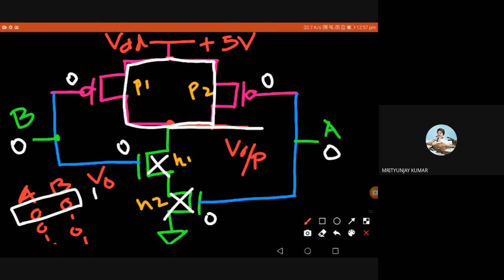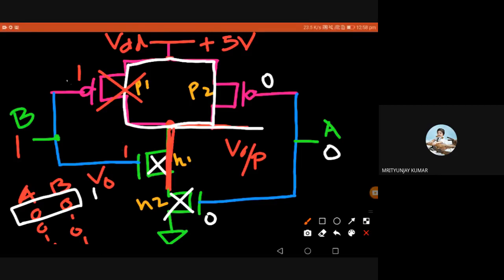So for the first condition 0 0, my V output is high. Clear? Let's take the second condition, when B input becomes 1. I'm just changing the value of B only. B is becoming 1, which means the PMOS is getting 1 and the NMOS is also getting 1. PMOS getting 1 means it is off, disconnected, so we don't need to worry about it. NMOS getting 1 means it is on, short circuited.